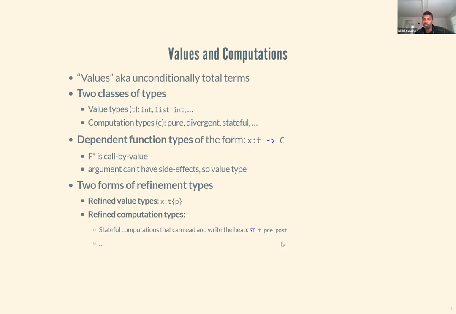And this pre and this post, you can think of this language of indexes as up to you to pick, but this pre and this postcondition could, for instance, be a Hoare style specification, a precondition on the initial heap and a postcondition on the final heap.